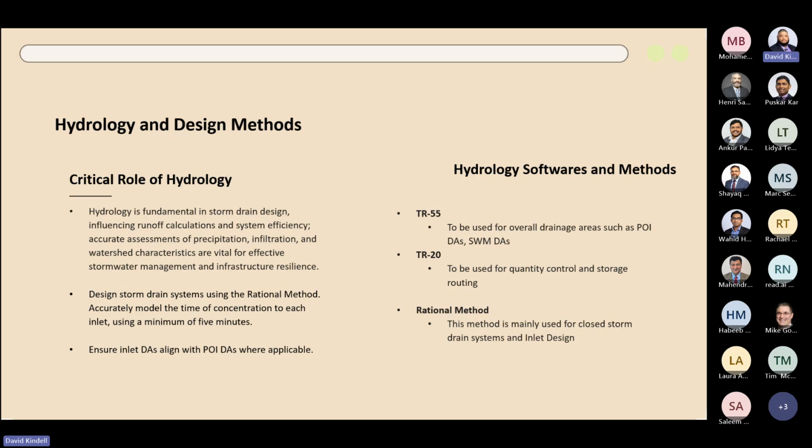Now, one tip when designing storm drain and hydrology: usually in the beginning of the project we have POIs, the drainage areas, and sometimes the drainage area to the inlet will align with the POIs. So if you have a drainage area that is outside your POI drainage area, that means something's wrong. They should match up. There shouldn't be anything outside of each other. It should line up with your POI drainage areas.